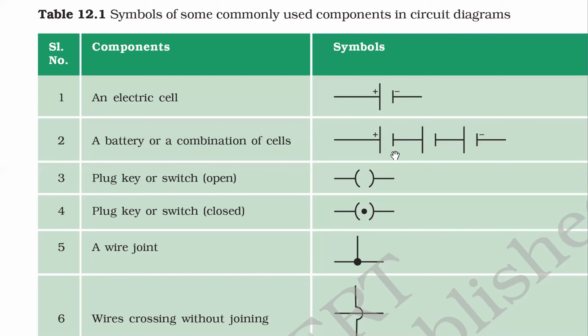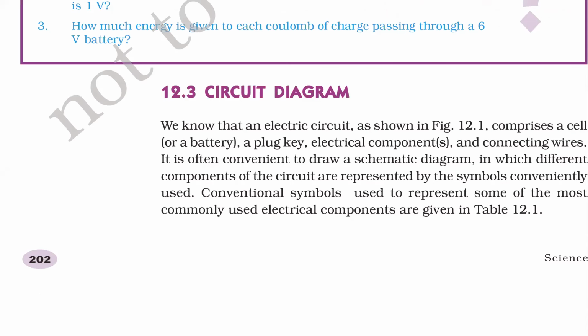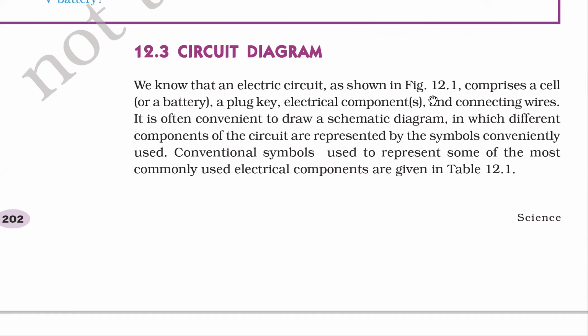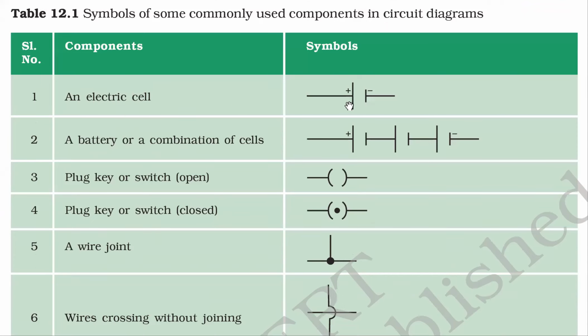Okay, so now after electric current and electric potential difference, we are going to see circuit diagrams. There are some symbols which you should know to understand the concepts of electricity. First of all, the first component is the electric cell. An electric cell is shown by this symbol: one bigger line and one smaller line. The bigger line is the positive terminal and the smaller line is the negative terminal.